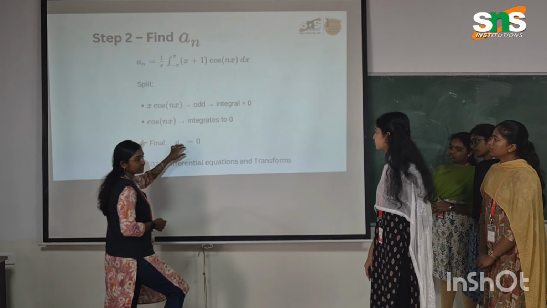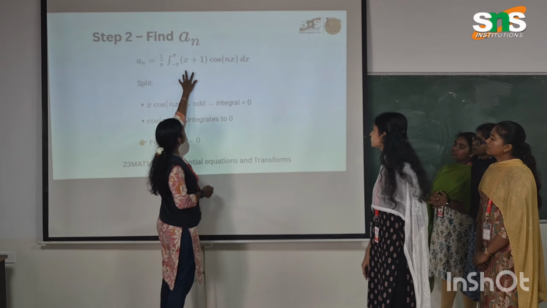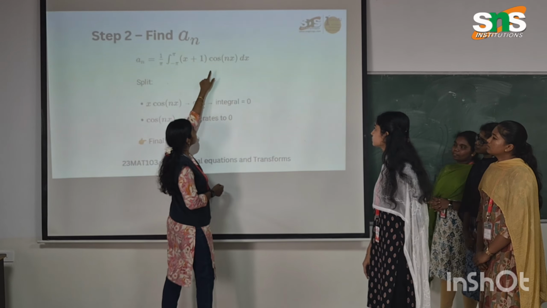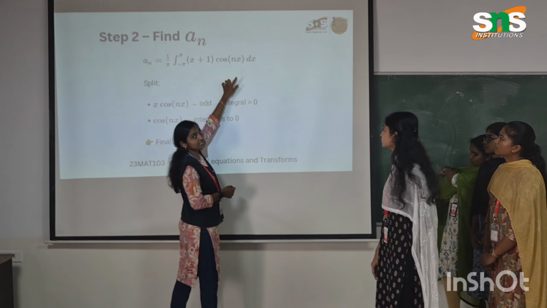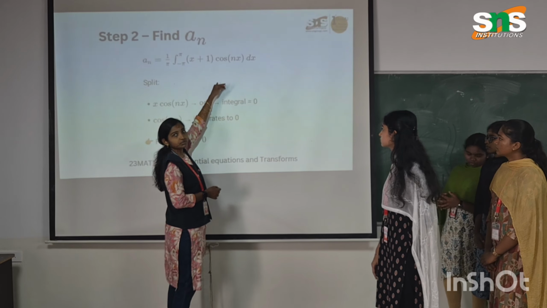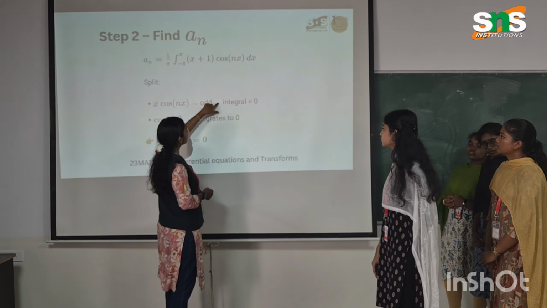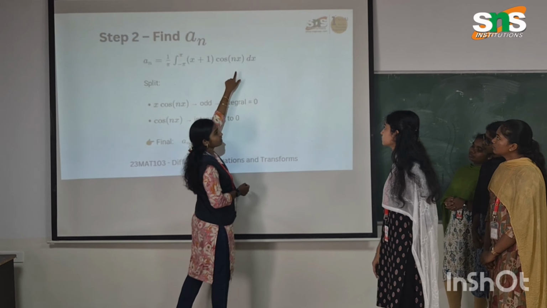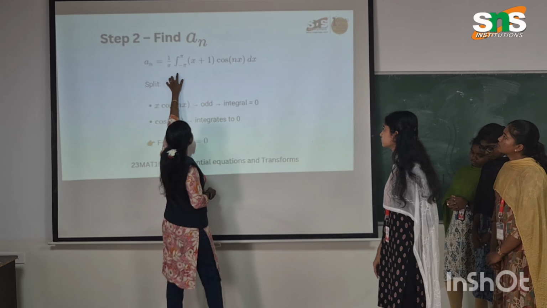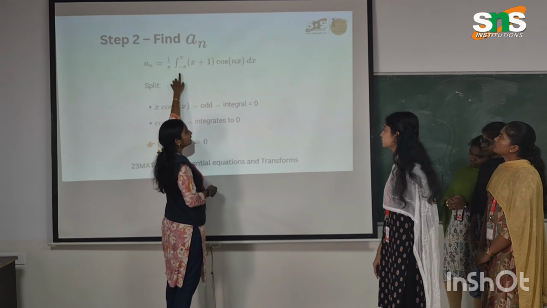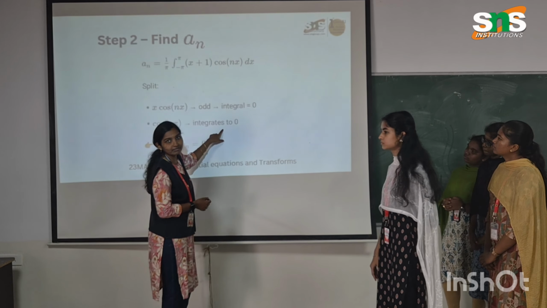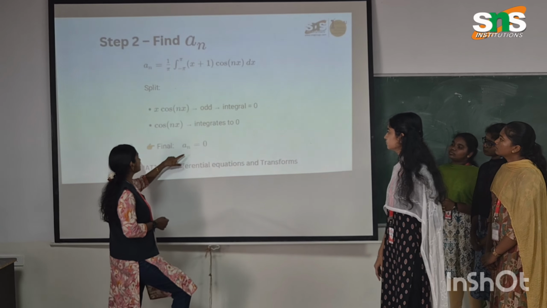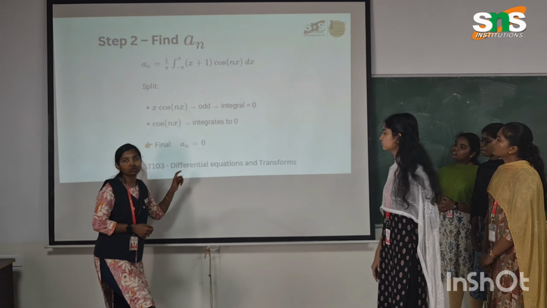So how do we get this an to be 0? We are just going to split this value into x of cos nx dx and 1 of cos nx dx. X of cos nx dx is an odd function, so however we integrate an odd function, it will become 0. And 1 of cos nx dx, on integrating with respect to x and applying the upper limit and lower limit, will become 0. That is what we have explained here, and the final value of an is found to be 0.